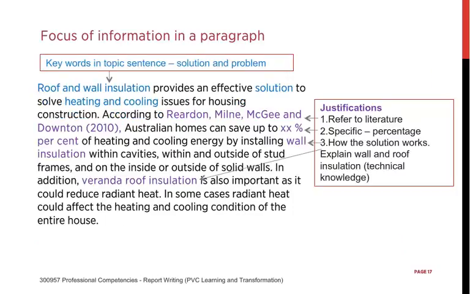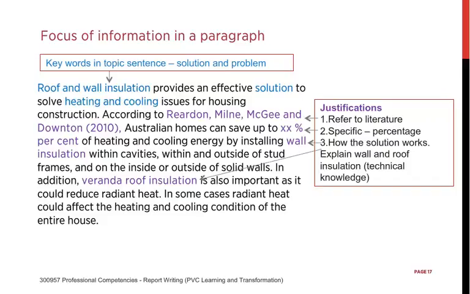So why was the paragraph in the previous slide considered well-written? Because there was a focus of information within the paragraph. The whole paragraph focused around the one idea, which was wall and roof insulation, as well as the problems with it and solutions. The paragraph starts off with the topic sentence, which is the first sentence of the entire paragraph. This introduces what the paragraph will be talking about, which was the wall and roof insulation, as well as the solution and the problem, which is heating and cooling.